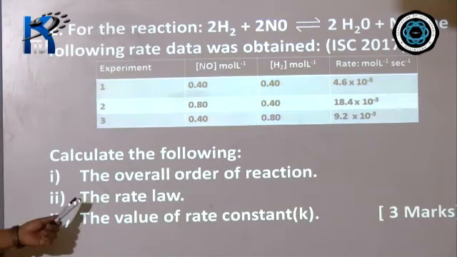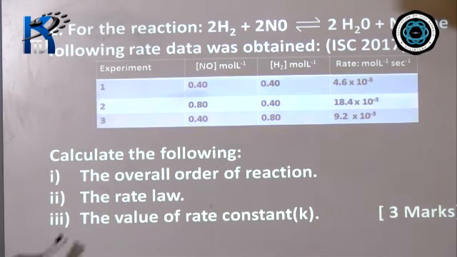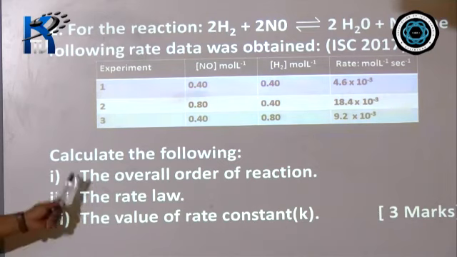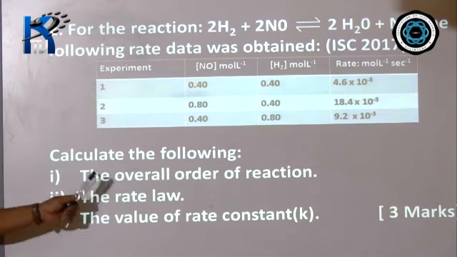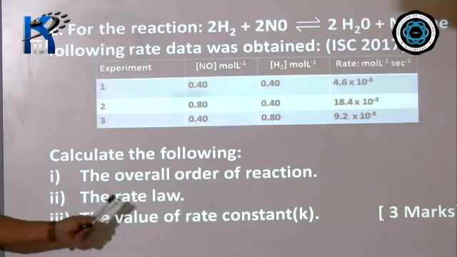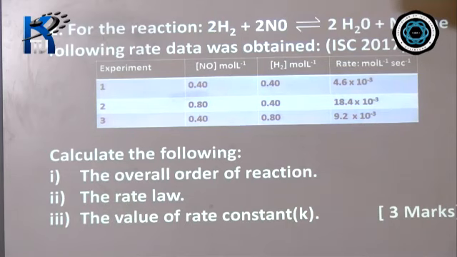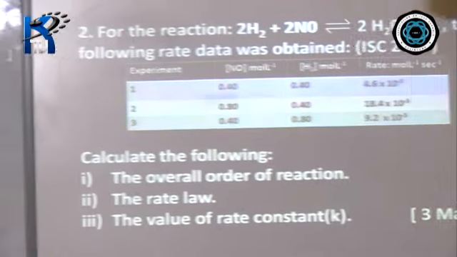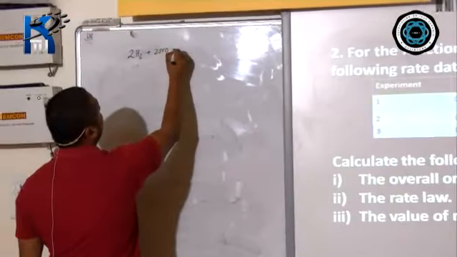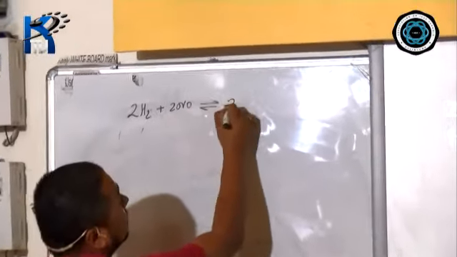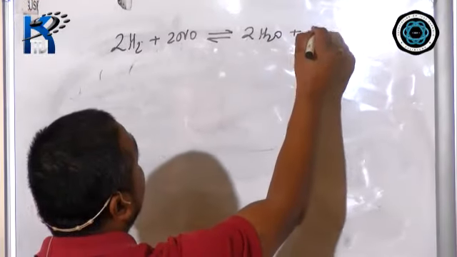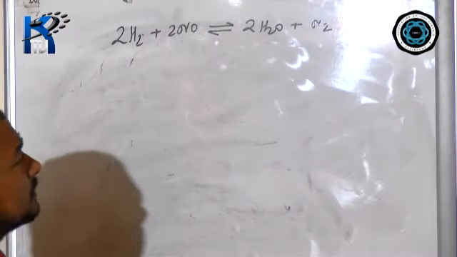Now the question asks you to find the overall order of the reaction, the rate law, as well as the value of the rate constant, that is K. Now let us see how to solve this. Since you have to find the rate law, you have to suppose it first. So I am writing this equation for you: 2H2 + 2NO ⇌ 2H2O + N2.